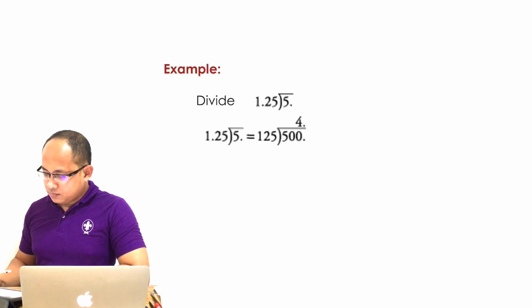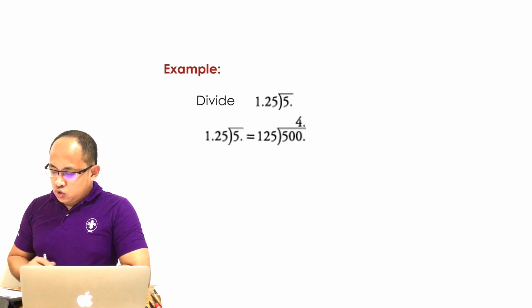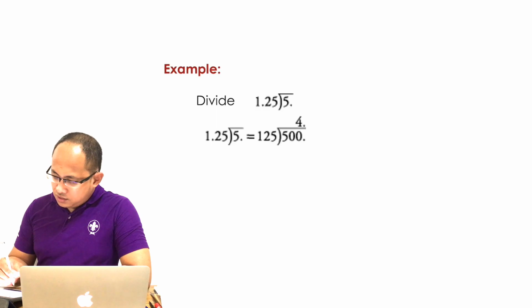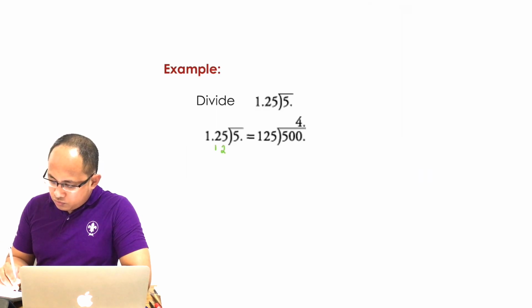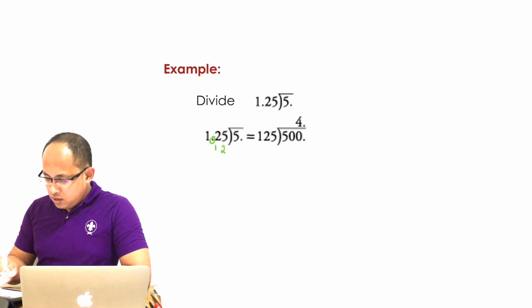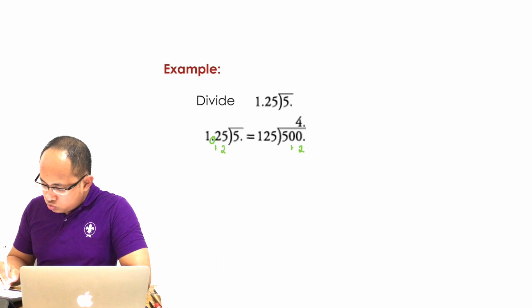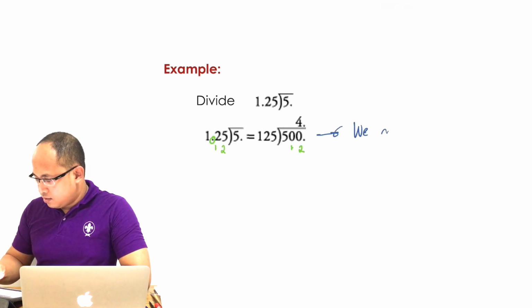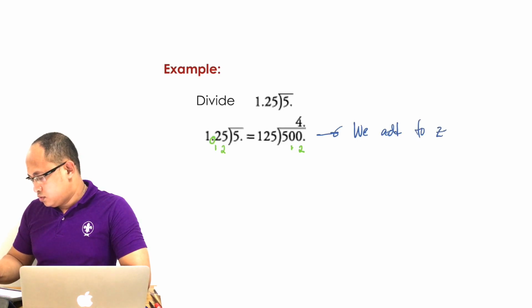Let's have it. 1.25 divided by 5. Now, notice there is what? 1, 2 after the decimal point. Here we have none. So we have 1, 2. We add 2 zeros. 1, 2. Alright? We add 2, 0.